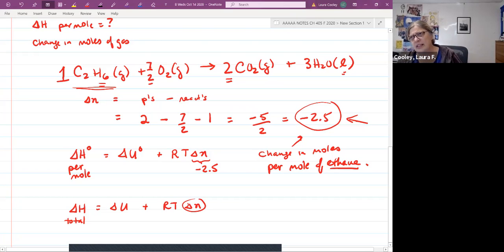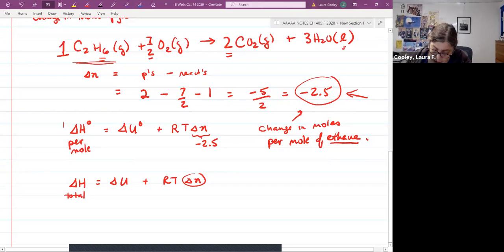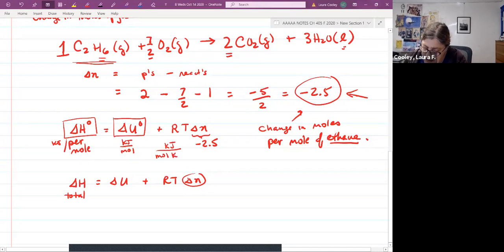So there's a few little details to think about in a problem like this. If we're trying to find the delta H0 per mole from the delta U0, we would use negative 2.5 here. And look at the units here. This is kilojoules per mole, kilojoules per mole. R, we would put in kilojoules per mole Kelvin. So this delta N here actually has units of moles per mole. Otherwise, the units don't even work out right. Do you see that? Of course, this is multiplied by the temperature in Kelvin.